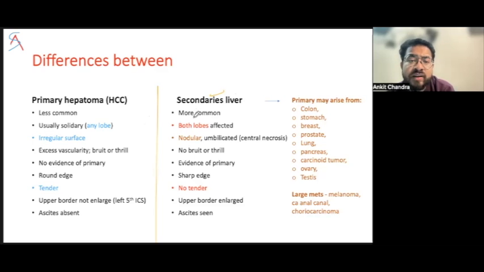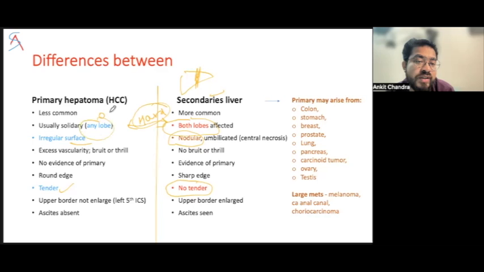Most of the time with liver secondaries, both lobes of the liver, right and left, will be affected. The liver will be nodular and there will be no tenderness. If tenderness is there, think of primary hepatoma or amoebic hepatitis. If there is an irregular surface, in both the liver consistency will be hard. You have to remember that.